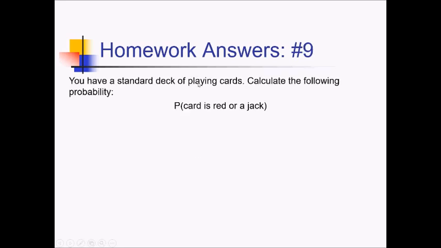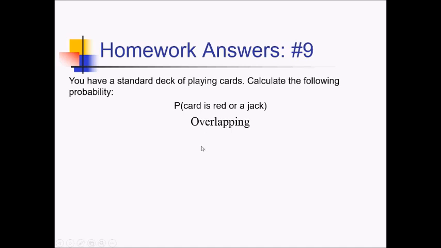On this problem, we have a standard deck of cards, and the probability of a card being red or a jack is what we're trying to find here. So since we have an OR, we have to add the probabilities of red and jack together, but we also have to wonder, are there any red cards that are also jacks that we don't want to double count? And there are. So we have an overlapping situation, and we're going to have to subtract the overlap when we get to that part of the problem.